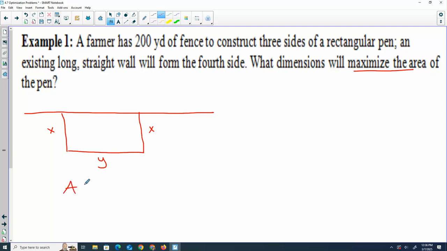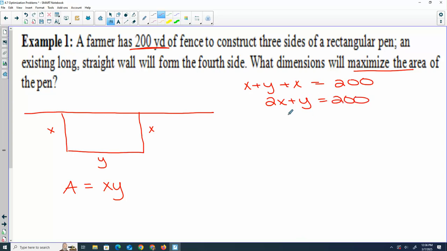And the area is length times width, so it's x times y currently. So before I do the derivative to maximize that, I would like to get rid of one of those variables. What other information do we have? The wall. Well, we have a wall. What does that mean? The sides we have. So when I add these sides, I only have to build a fence on 3 of them. That equals 200. So 2x plus y equals 200. So that missing side is 200 minus 2x.